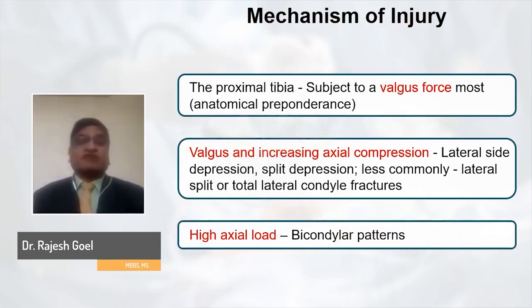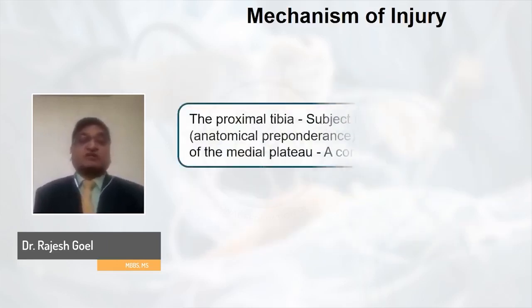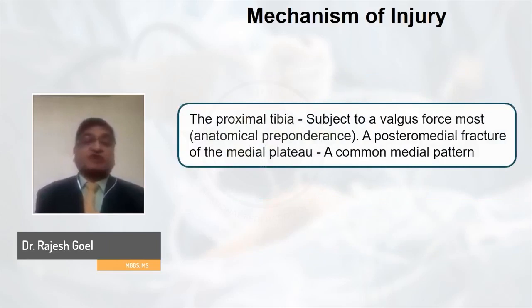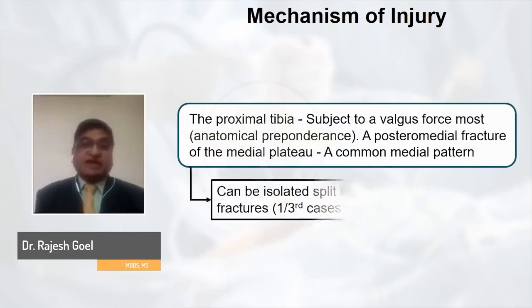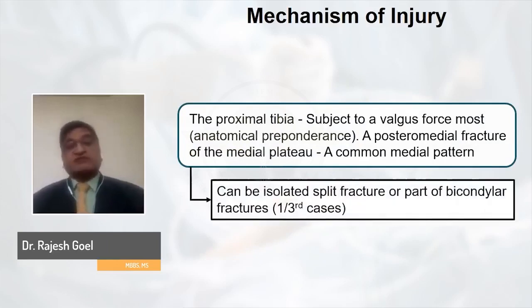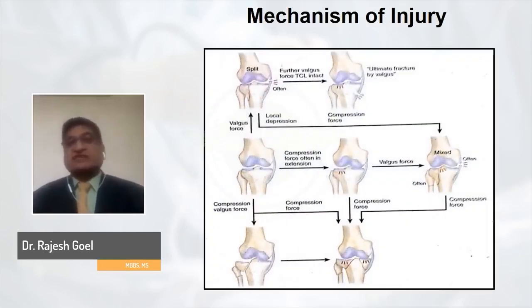Then another important, more comminuted fracture is from high axial load. Somebody falls from a height, then it leads to a bicondylar pattern of fracture. Another important aspect of this mechanism is the posteromedial fracture of the medial tibial plateau, which we can sometimes see, and it's a common medial pattern. It can be an isolated split fracture or part of the bicondylar fracture. So these are the forces generated from the lateral side: the valgus force, the axial load, as well as the high axial load and increasing axial compression.